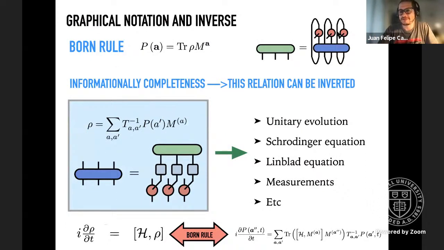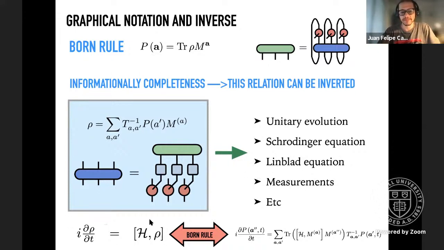I use a lot of this graphical notation of tensor networks, where here is the Born rule, the blue is the density matrix, these are the operators that you measure, and this is the probability distribution. So this relation can be inverted, and you can represent the quantum state in terms of a probability distribution with some tensors attached to it. And then everything in quantum theory follows from there. You can study unitary evolution, the Schrödinger equation, the Lindblad equation, and so on.